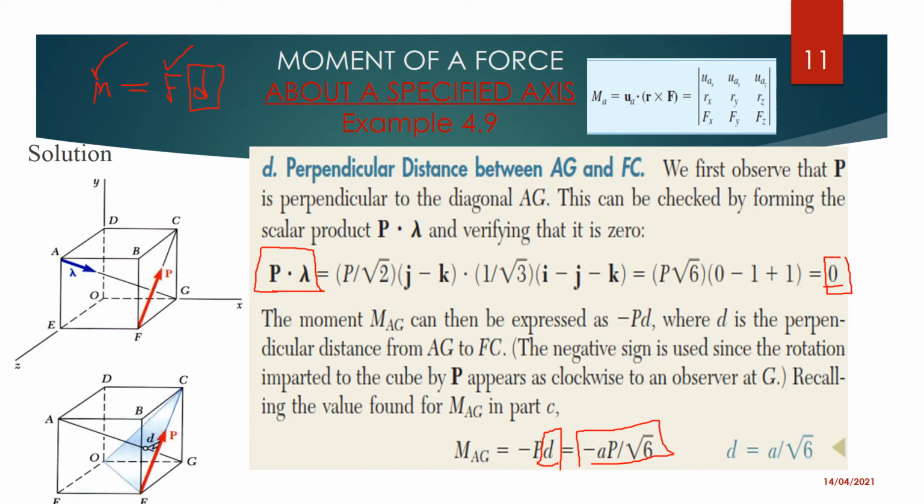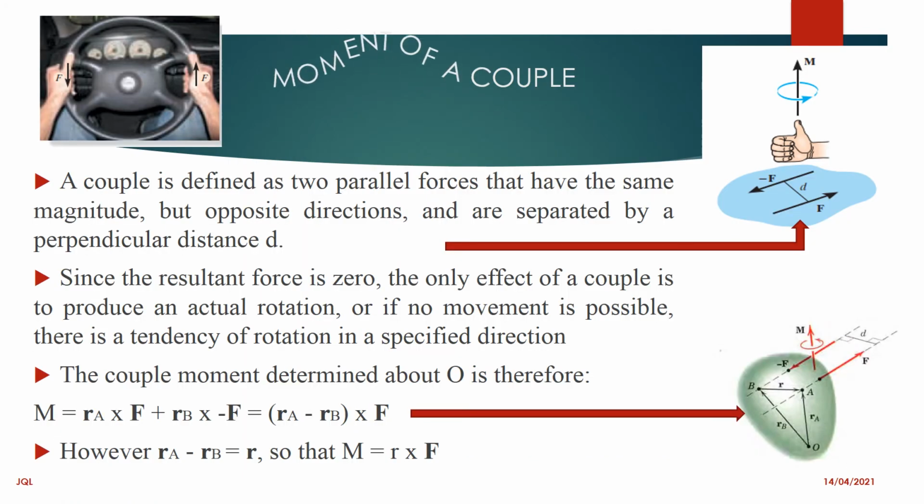We know our P and we know our moment about AG. You just change the subject, which is d. You'll find that your d is equal to the moment of a couple.